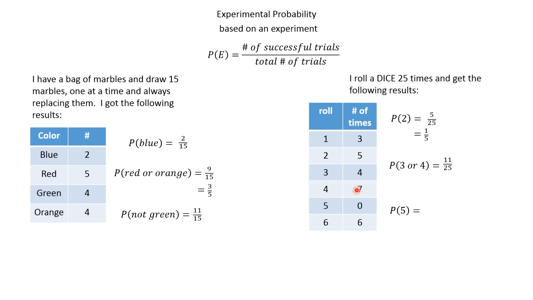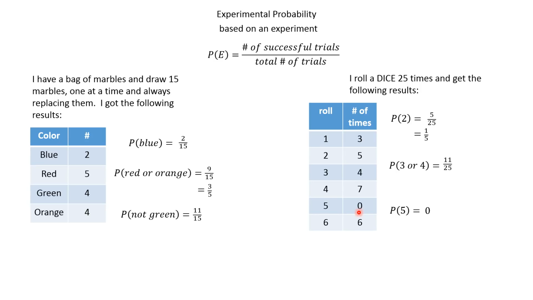Now, people usually get those. What's the probability of rolling a 5? This is the one that gets people so often. Because you ask the question, it's like, well, it's 1/6. It's not. The probability of rolling a 5 is 0. It happens 0 times out of our 25 rolls. Does that mean it's actually impossible to roll a 5? No. But in our experiment, for our experimental probability, the probability of rolling a 5 is 0.